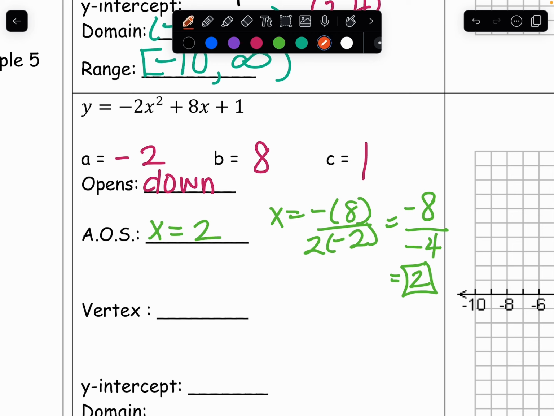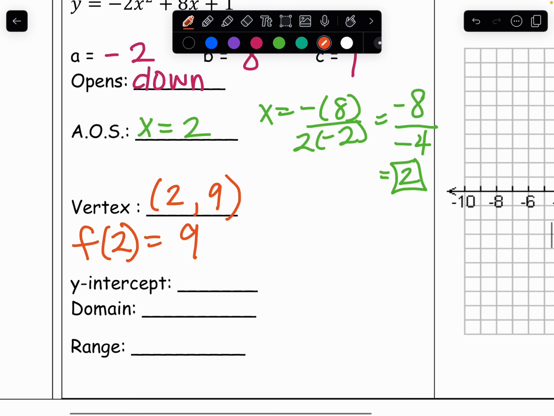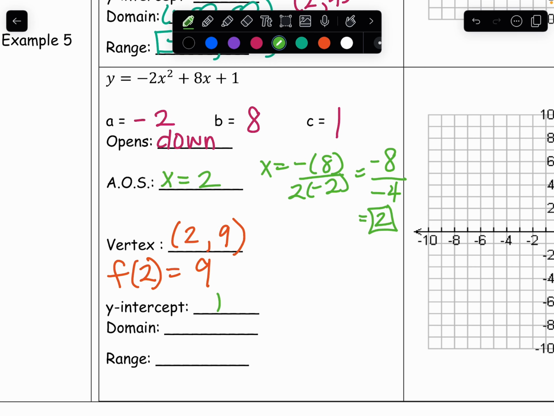Now that I have that, I'm going to find my vertex. So I'm going to plug 2 in. We get positive 9, which makes sense because we are going to be concave down, so our vertex should be kind of high. Our y-intercept is 1. Now I'm going to write my domain and range just to see if we're getting it right. As always, it's going to be negative infinity to infinity. And our range, because our vertex is in this case going to be a maximum because we're concave down, or opening down, means our range is going to be negative infinity to 9 with a bracket.